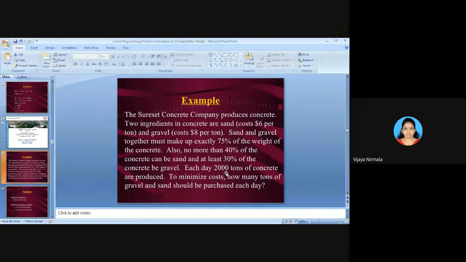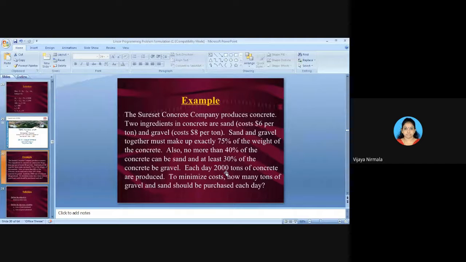The weight of concrete is 2000 tons. Among that 2000 tons, 75% must be the combination of both sand and gravel. It means that sand plus gravel is equal to 75% of 2000. So that's what they are saying.